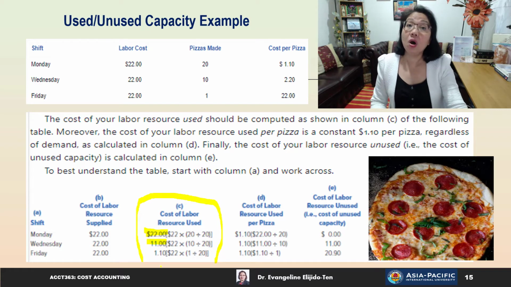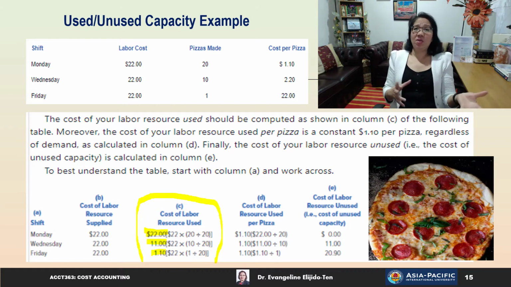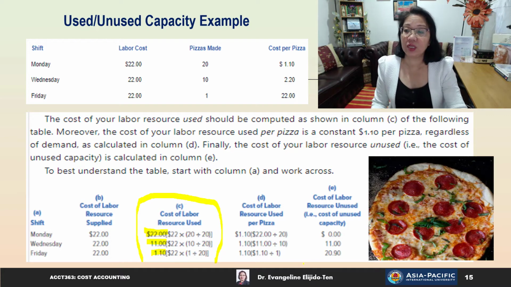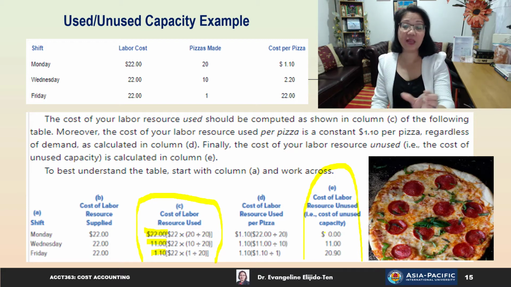All right. On Friday, the cost of resource used is really just $1.10. The cost of 1 pizza times $1.10. All right. So how about the rest? We are still paying the workers $22, right? Well, the reality is the cost of resource unused, which is shown in column E, is where we will see the difference.